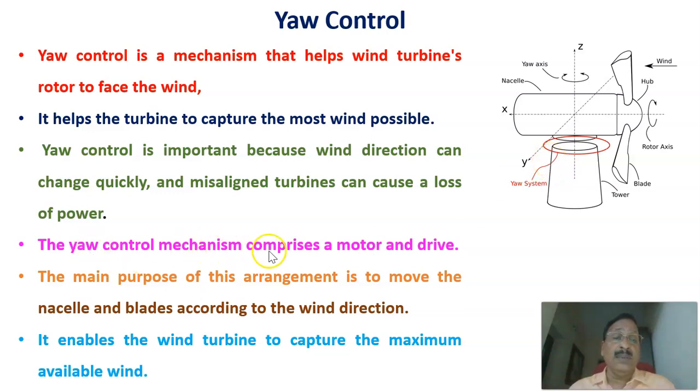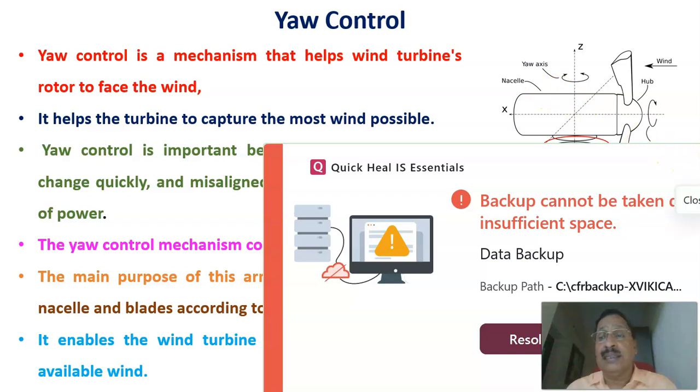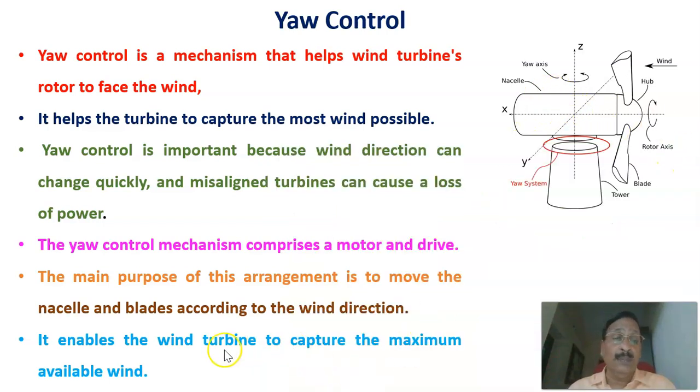Therefore, the yaw control mechanism consists of a motor and a drive system. The main purpose of this arrangement is to move the nacelle and blades according to the wind direction, to enable the wind turbine to capture the maximum available wind. That is the purpose of using yaw control.